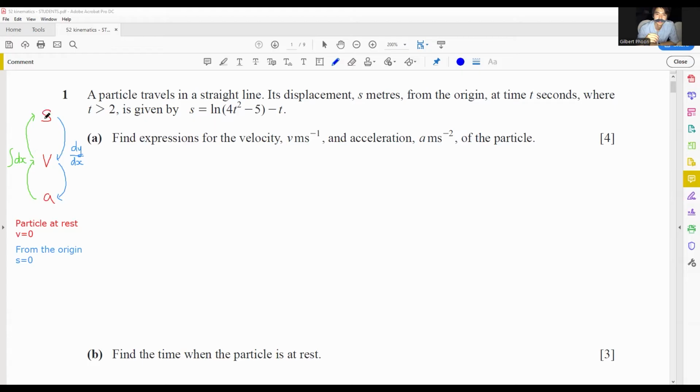Okay, this topic isn't just about memorizing formulas, it's about understanding how motions work mathematically. We'll break down each concept step by step and show you how to approach these exam questions. So let's start off with your first question over here.